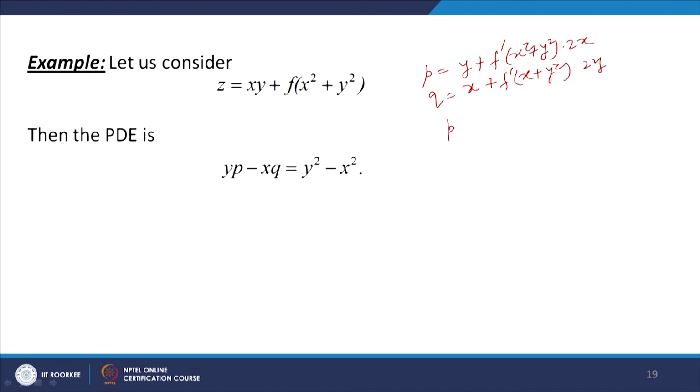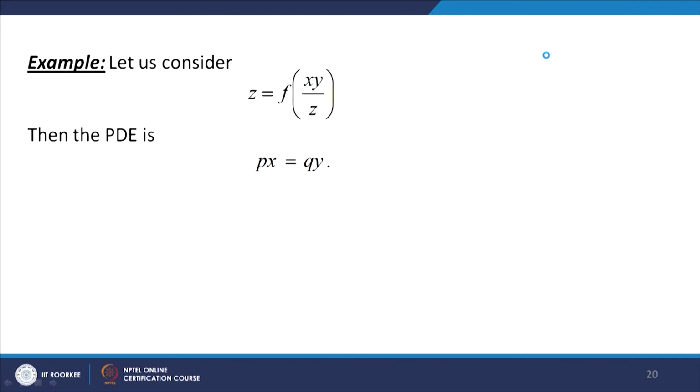So, we can write (p - y)/(q - x) = 2x/2y, or x/y. So, we can divide, and f'(x² + y²) will cancel and we will arrive at this equation. Now, similarly, z = f(xy/z). When we differentiate it with respect to x, we get p = f'(xy/z) into the derivative of this with respect to x.